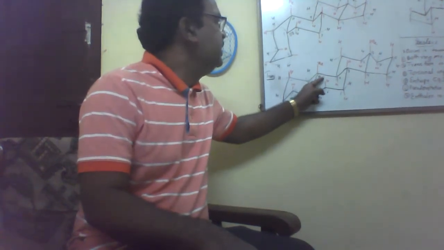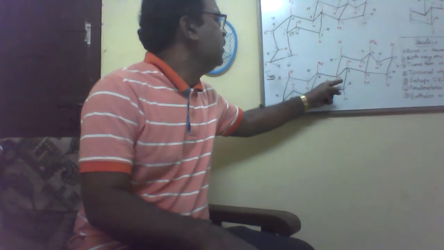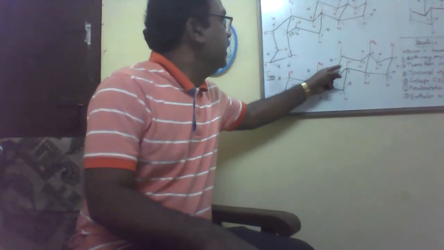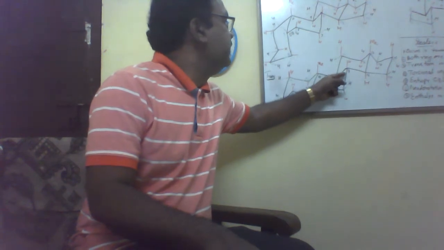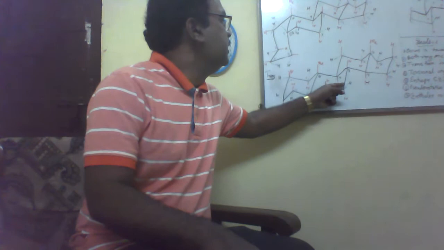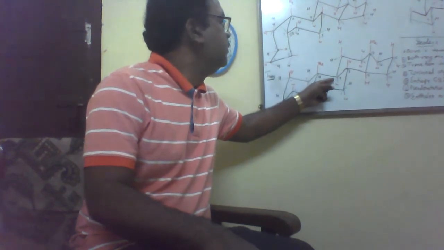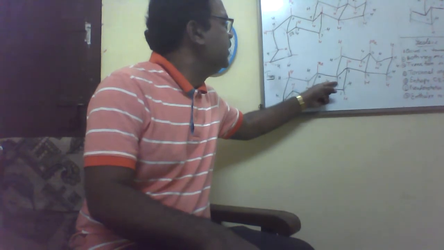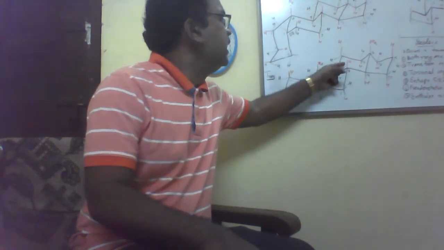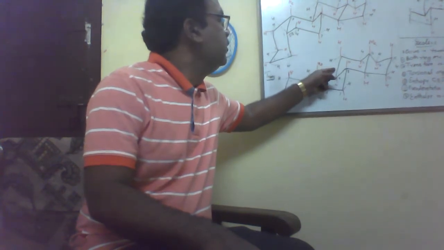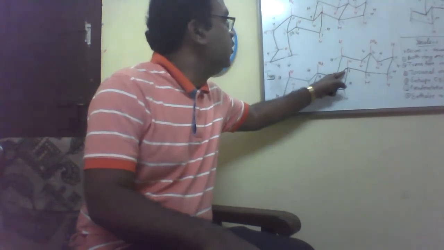Then the B ring and C ring, how are they attached with each other? This CH bond is an axial bond, and another fusion is at this point, the 8 to 7 bond. This bond is equatorial, and this bond is equatorial because this is an axial bond, this is an axial bond, and this is an axial bond. So this bond is equatorial, and this bond is also equatorial. Hence equatorial bond fusion is there.